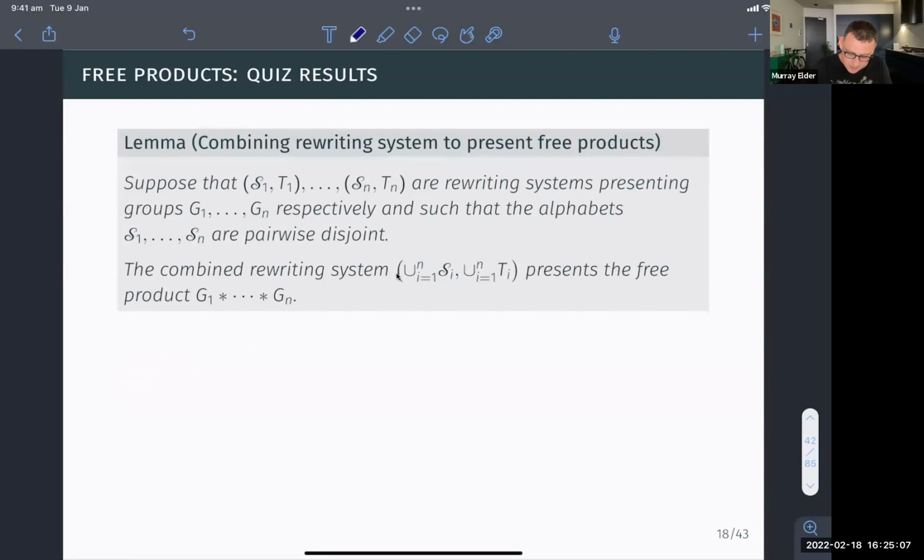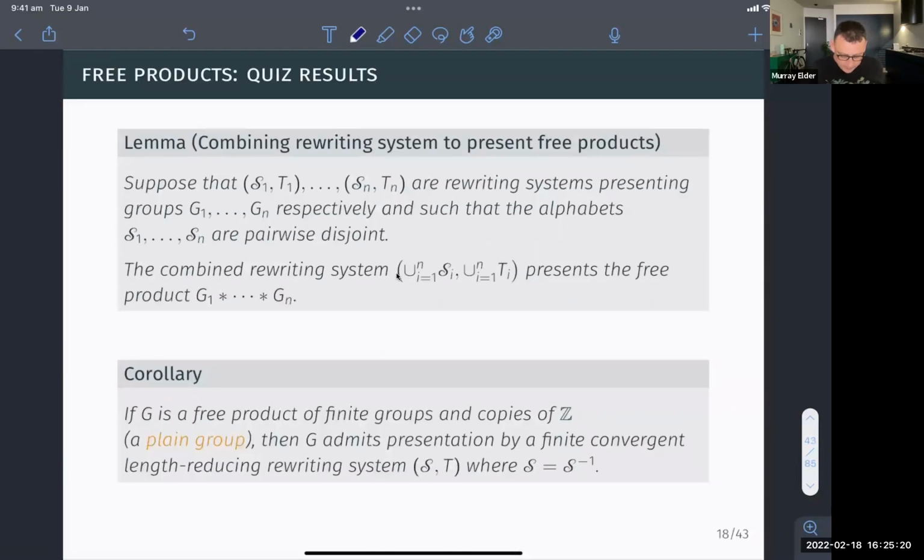So here are the quiz results combining together. If you've got a bunch of rewriting systems, then combining them with disjoint alphabets, you get a free product. And then the corollary of this, because we know about Z and finite groups, is that if G is a plane group, then G admits presentation by a finite convergent length reducing rewriting system, because the convergence and length reducing is preserved when we do the free products.